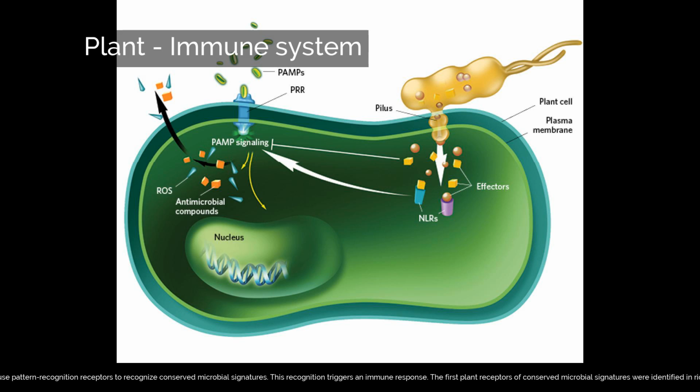The first plant receptors of conserved microbial signatures were identified in rice, XA21, 1995, and in Arabidopsis thaliana, FLS2, 2000. Plants also carry immune receptors that recognize highly variable pathogen effectors. These include the NBS-LRR class of proteins.